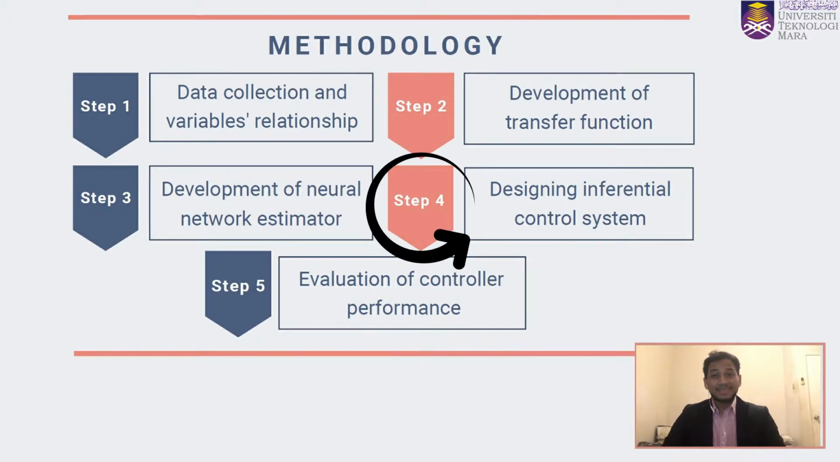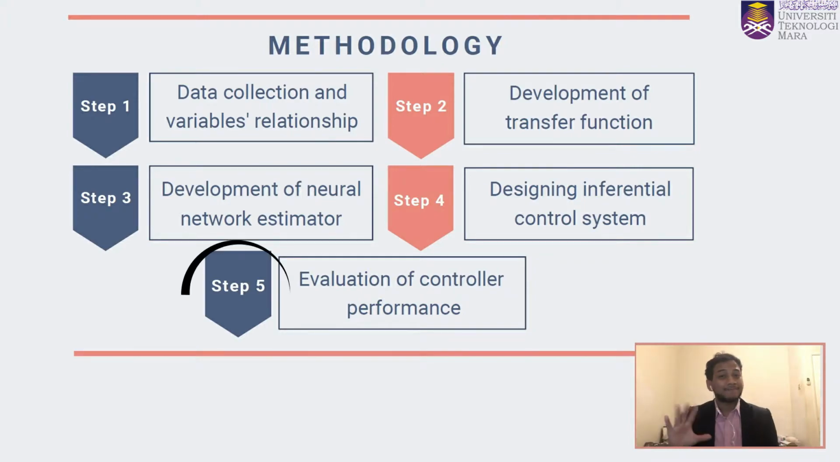Step 4 is designing the inferential control system itself. The design of the inferential control system heavily relies on the fact that the neural network estimator is using 2 secondary measurements, which are determined from step 1 of the methodology, to predict the propane quality. The design of the inferential control system was done in Simulink MATLAB.